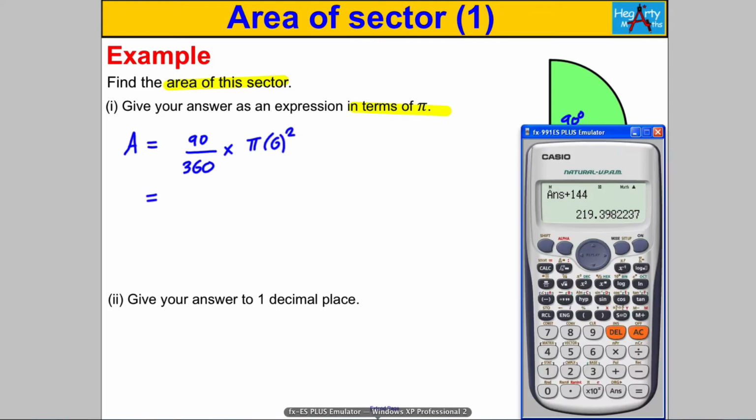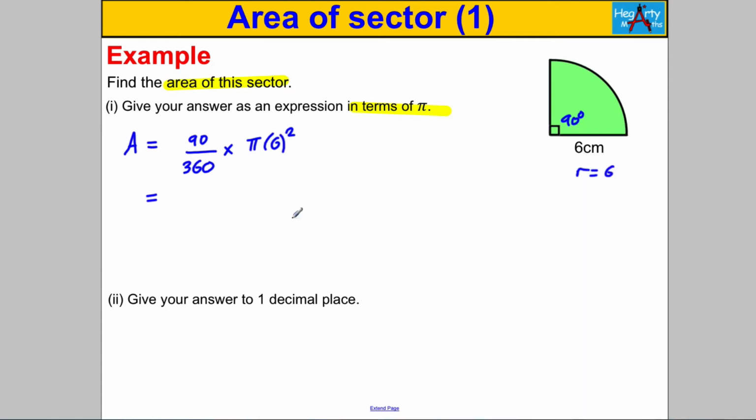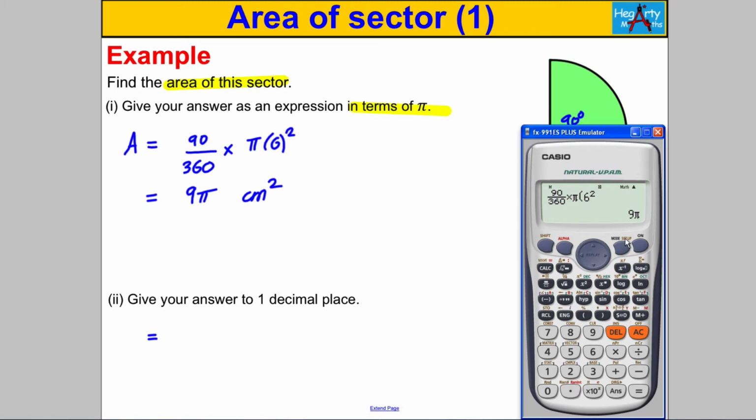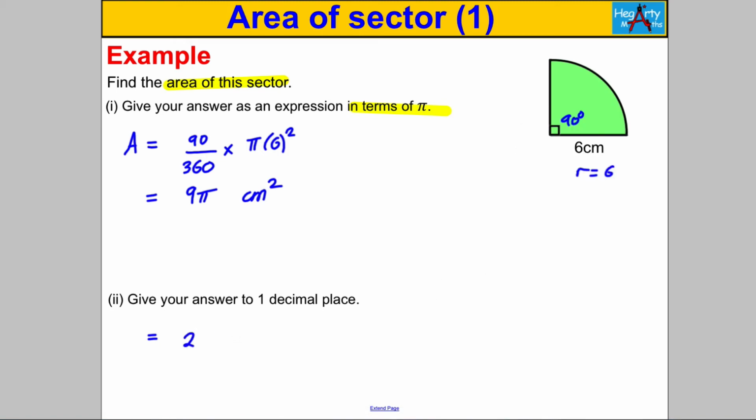And we're just going to use the calculator from here on in. And when we do that, we get 9 pi as our answer, and because the lengths are in centimeters, the area is going to be centimeters squared. Now if you're asked instead to give it to 1 dp, you would press the SD button when you've got 9 pi on your calculator, 28.27, and you would round appropriately to one decimal place as 28.3, and the unit is centimeters squared, and we're done.